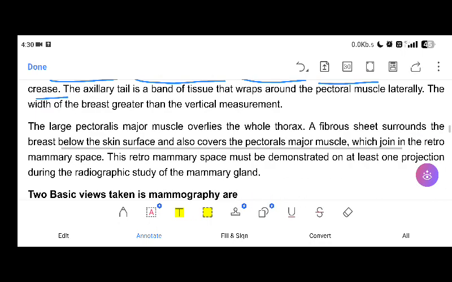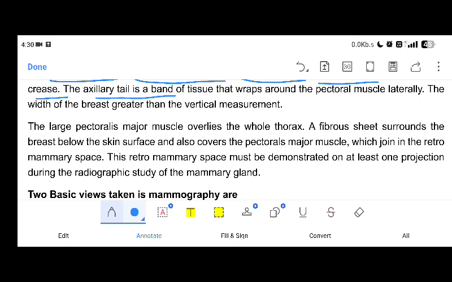The axillary tail is a band of tissue that wraps around the pectoral muscle laterally, and the width of the breast is greater than the vertical measurement. The large pectoralis major muscle overlies the whole thorax.